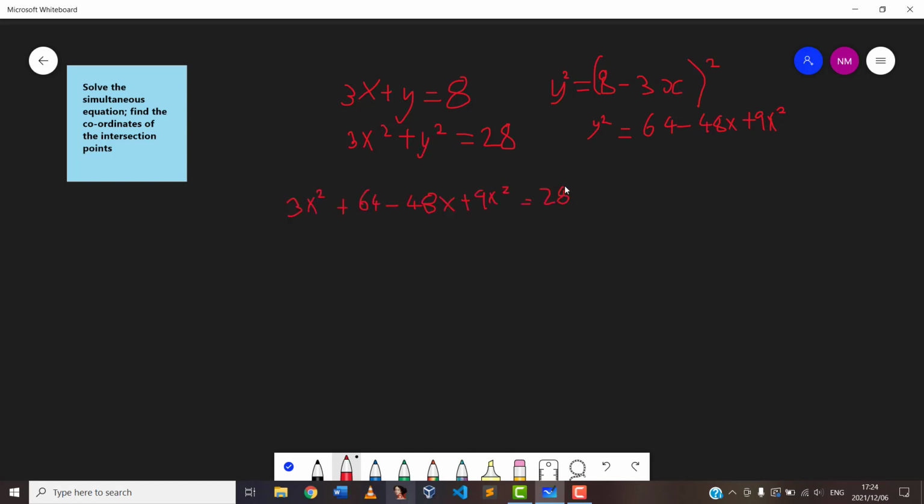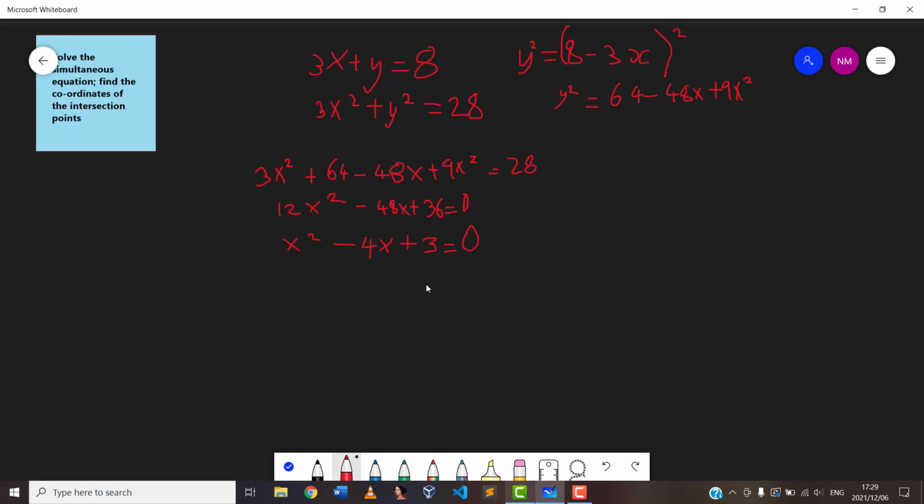So now let's just simplify and collect like terms. So 12x squared minus 48x plus 36, I think, equals 0. And now let's divide everything by 12 to make it simpler. Now all we have to do is solve for x. So x equals 3 or x equals 1.